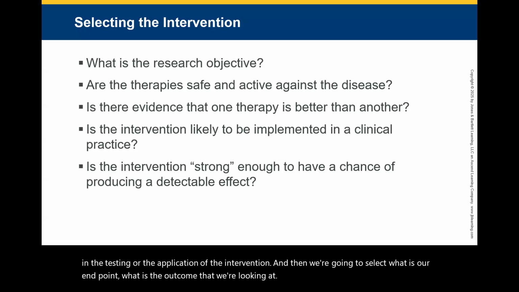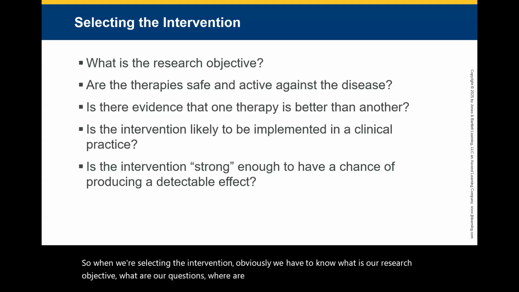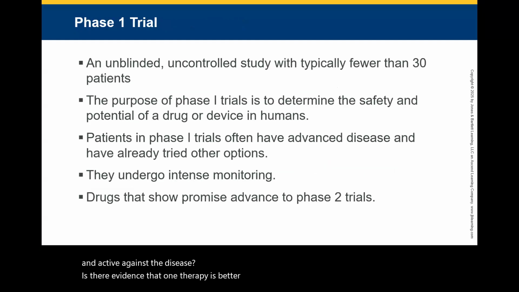Okay. So when we're selecting the intervention, obviously we have to know what is our research objective? What are our questions? Where are we trying to get? Okay. Are these going to be safe and active against the disease? Is there evidence that one therapy is better than another? And then a phase 1 trial is an unblinded, uncontrolled study with typically fewer than 30 patients.